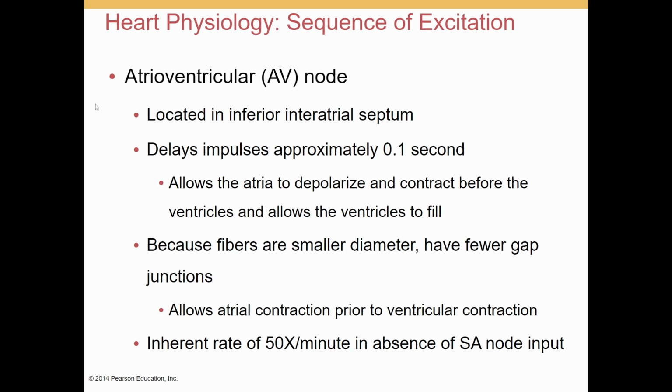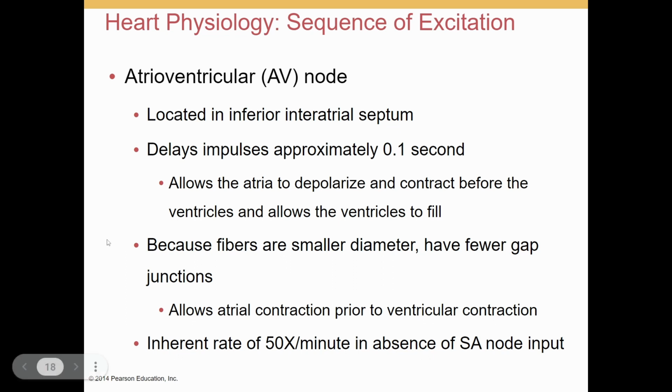Next, we can talk about the AV node, also located in the right atrium, but on the right side of the interatrial septum. It actually slows down this electrical impulse coming from the SA node by about 0.1 second, or 100 milliseconds. This slowing down or delay allows the atria to depolarize and contract before the ventricles, and that allows the ventricles to fill. So it's just going to make sure that the atria contract before the ventricles.